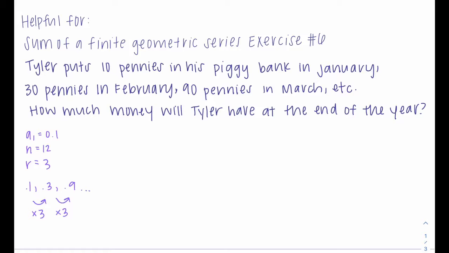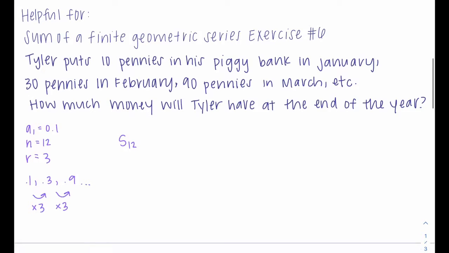So we have to look back and remember our sum of a geometric series equation. So we're going to have S of 12, our sum of the 12 terms, and that equals, first thing, we have a fraction. On top, we have our first term, 0.1, times 1 minus our common ratio, which is 3, to our number of terms, which is 12. And then on the bottom, we're going to have 1 minus our common ratio, which is 3.